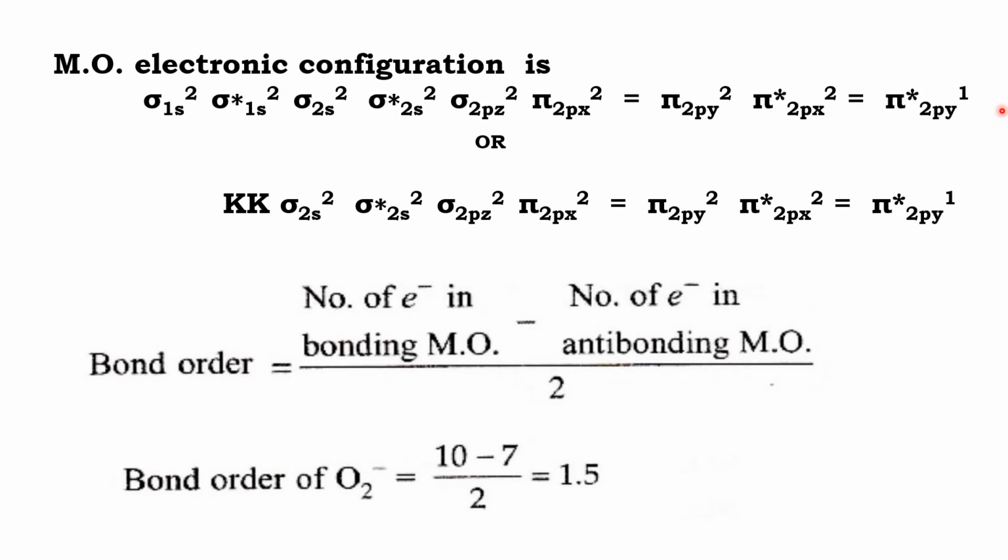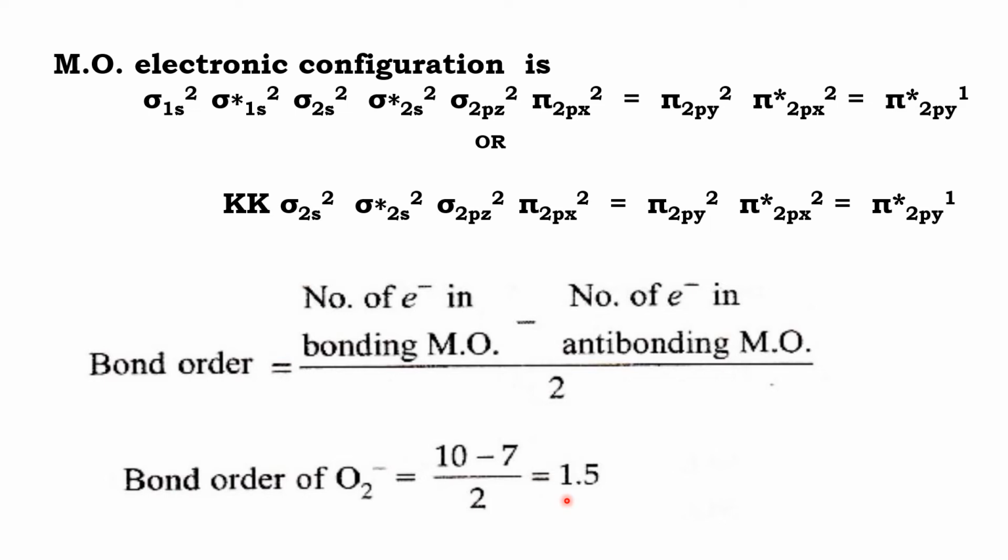See here, the MO electronic configuration I have written, and calculating the bond order for O2 minus, the bond order is 1.5. That means O2 minus molecule is less stable than oxygen molecule, O2 molecule. Why? Because for the O2 molecule the bond order was 2 and for the O2 minus molecule the bond order is 1.5.